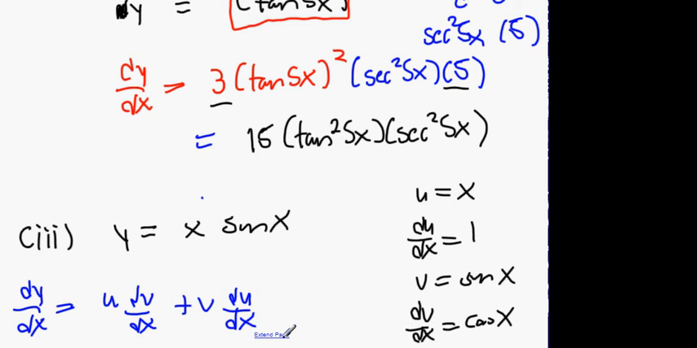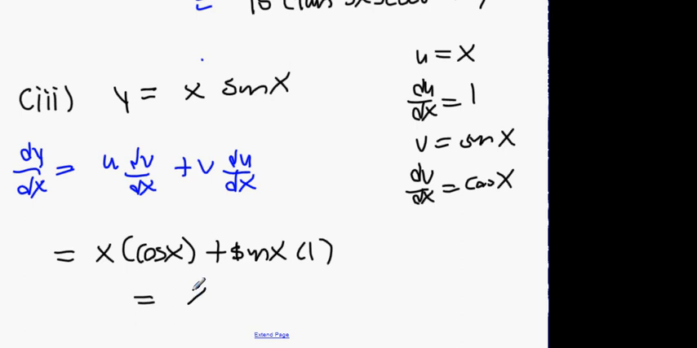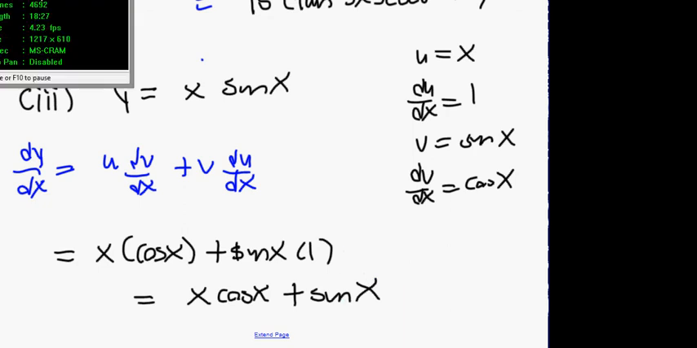Okay? Then once I'm here, all I gotta do is fill it in. U is x, dv dx is cos x, and then v is sine x, and du dx is 1. And the answer is x cos x plus sine x. Okay, any questions on that one? Yes, Connor? If it's 2 variables, it's product rule.